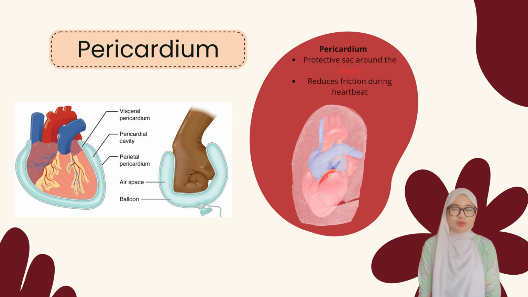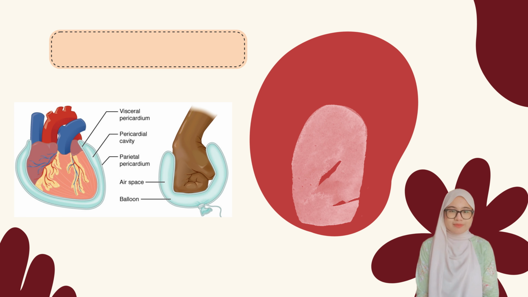Next, the heart is surrounded by a protective sac called the pericardium. The pericardium is a double-layered membrane that protects the heart and holds it in place. It also reduces friction when the heart beats continuously, preventing damage during movement.